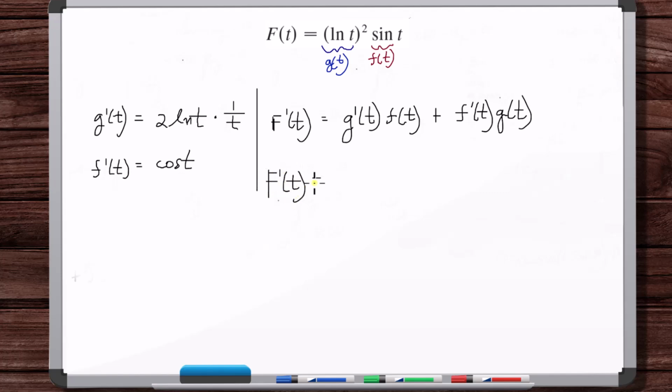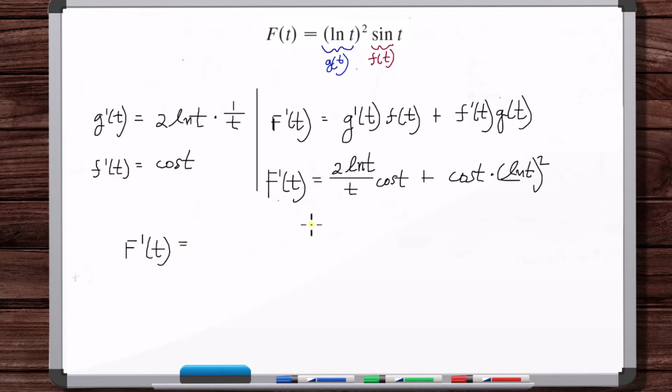So f prime of t, all right, 2 natural log of t over t, that's g prime of t, times f of t, plus f prime of t, which is cosine of t, times g of t, natural log of t squared. So, let's see, how can we clean this up? We could factor out maybe a natural log of t cosine of t.